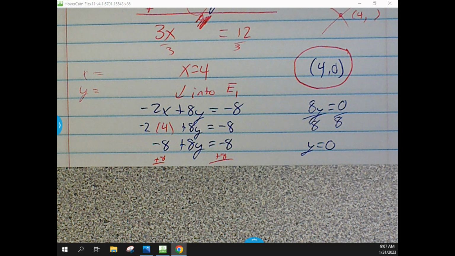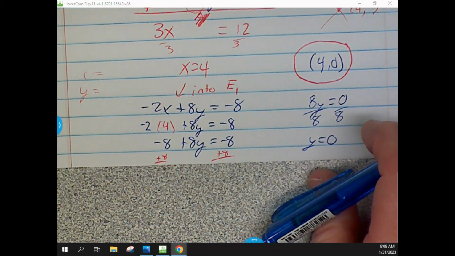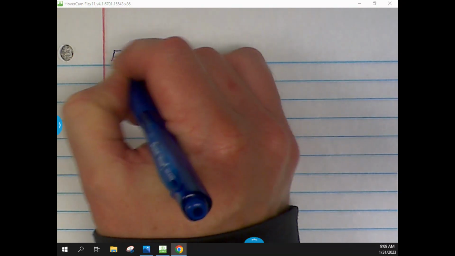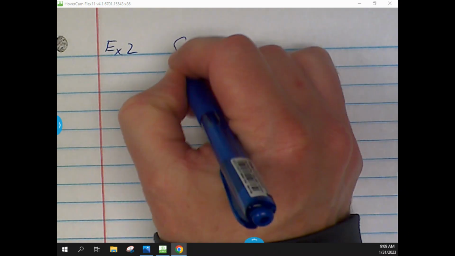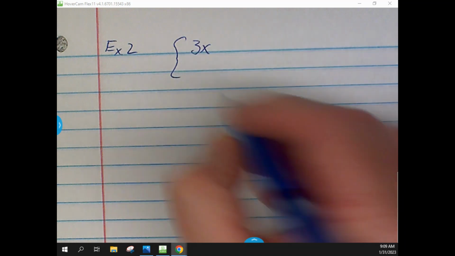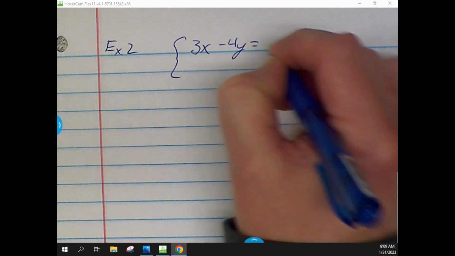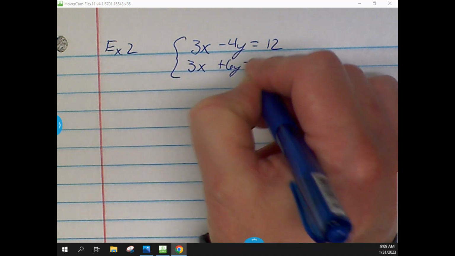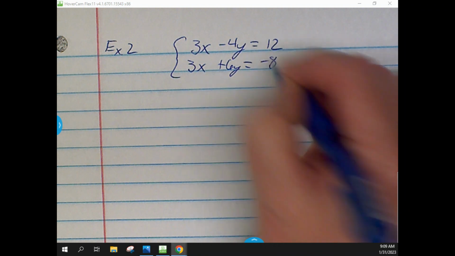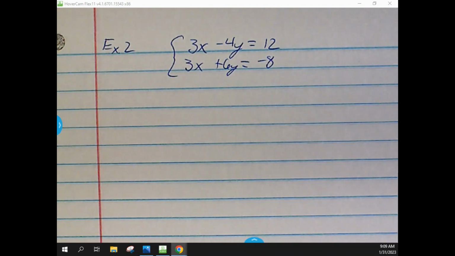All right, everybody good there? Anybody got thoughts or questions? All right, so let's do this. Let's give you another example where you got to tweak it just a little bit. All right, so example 2, here we go.